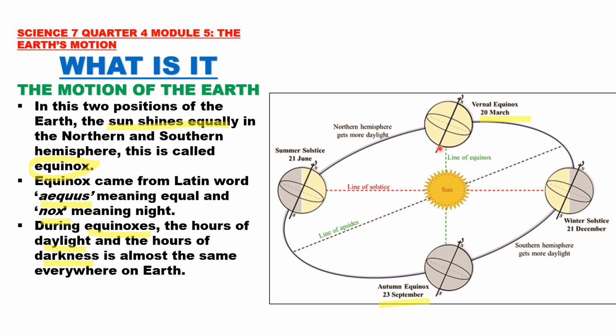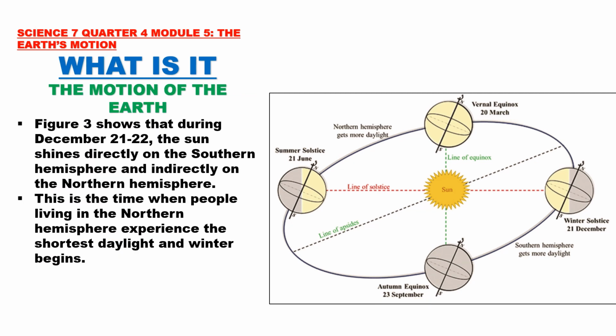So during the month of March and during the month of September, the sun's direct rays fall directly on the equator. And this is the reason why we have equal hours of daylight and nighttime. So we call this point in the Earth's revolution around the sun as equinox. So during March, it is called vernal equinox. And during the month of September, it is called autumn equinox.